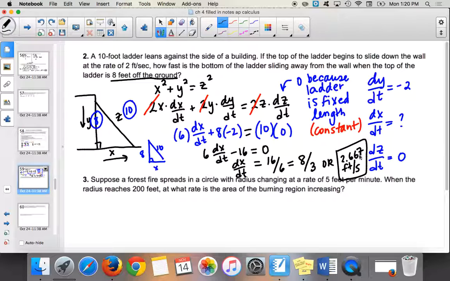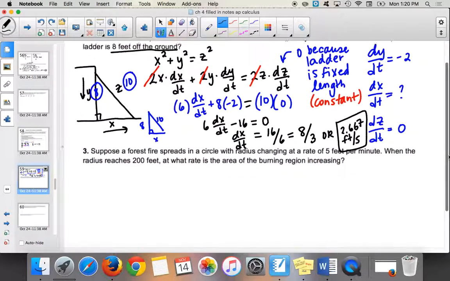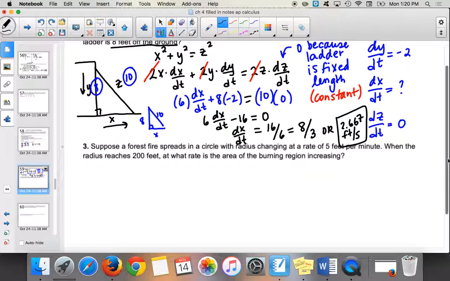All right, so the next step. It says, suppose a forest fire spreads in a circle with radius changing at 5 feet per minute. It kind of makes sense if you think about it. If you start out with a forest fire at your little campsite and it's just a tiny little radius that's only 1 foot wide, can you put out that forest fire pretty quickly? Yeah, if it's only 1 foot in width, I think you can probably put it out pretty quickly, right?